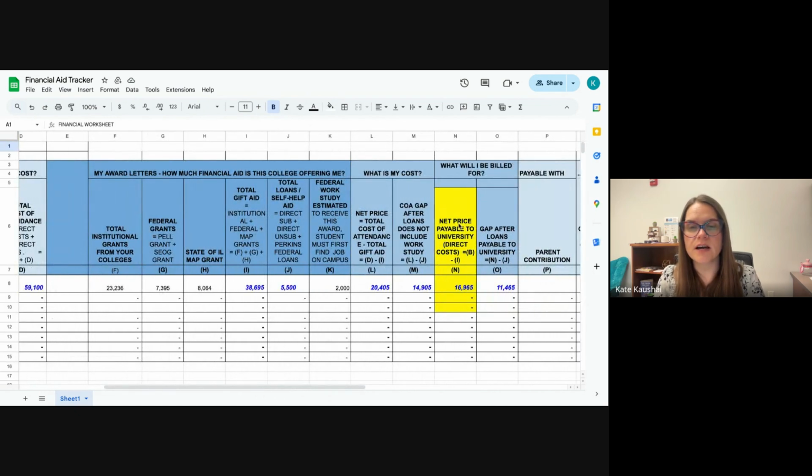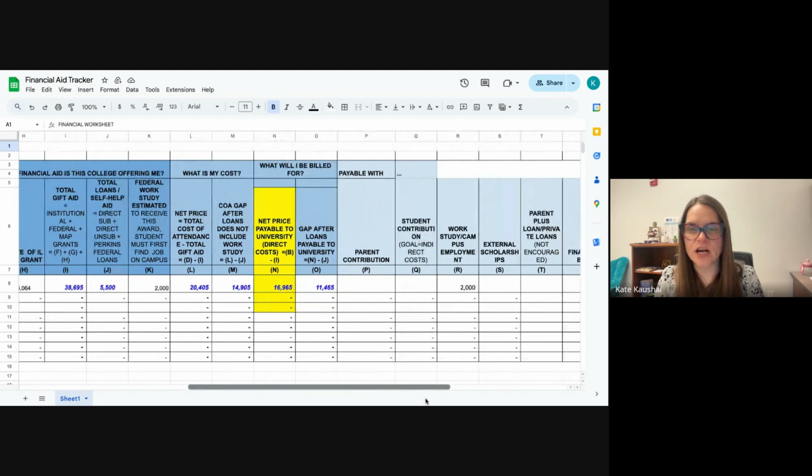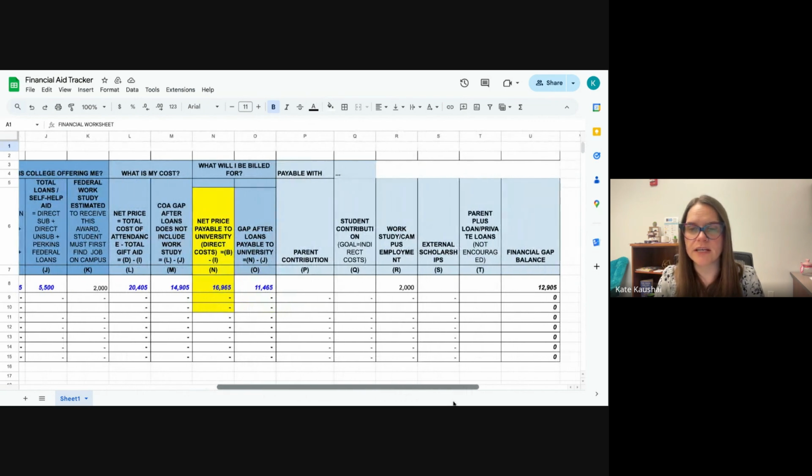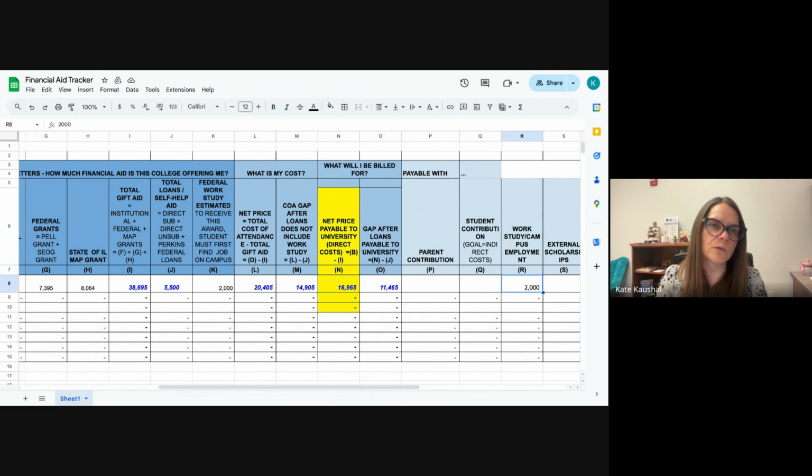There's also a fun section where you can put parent contribution, student contribution. Let's say they have a job over the summer and they're saving money. Any private loans that you might be taking out or Parent Plus loans. And then it'll show you the gap afterwards. So the net price is the cost of attendance minus your gift aid. We're going to start with that. So it'll be $20,000. If we decided to take out loans, $14,000. Oh no, sorry. Gap after loans payable is $11,000. So not those indirect costs. So you can mess around with this and get a really good idea of comparing offers. But again, we're happy to do that as well.